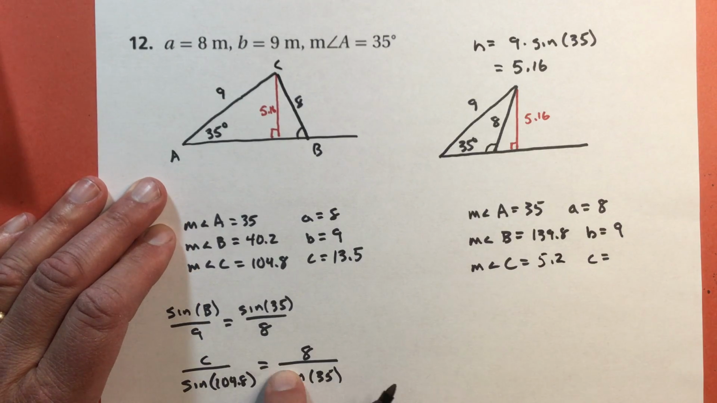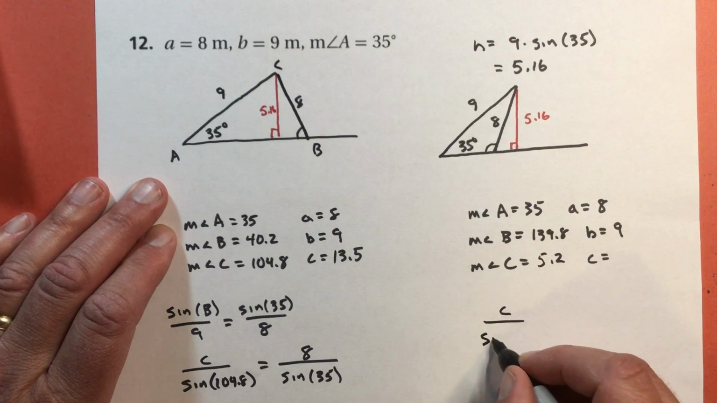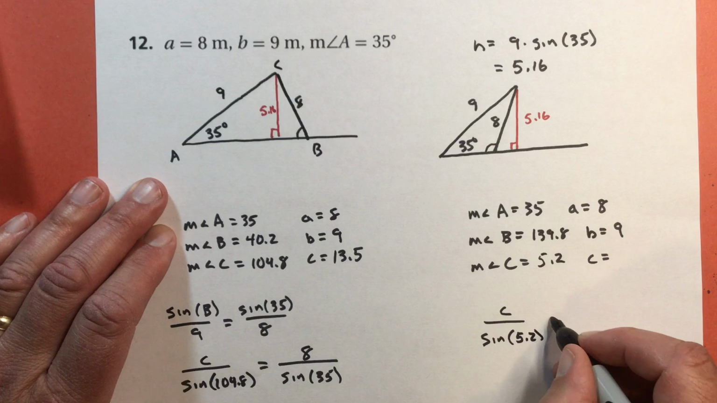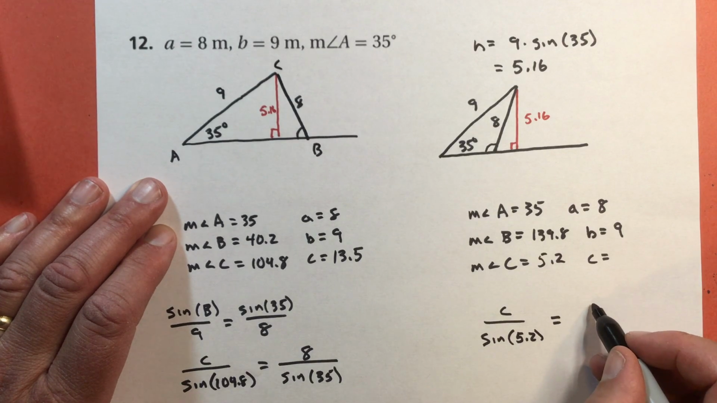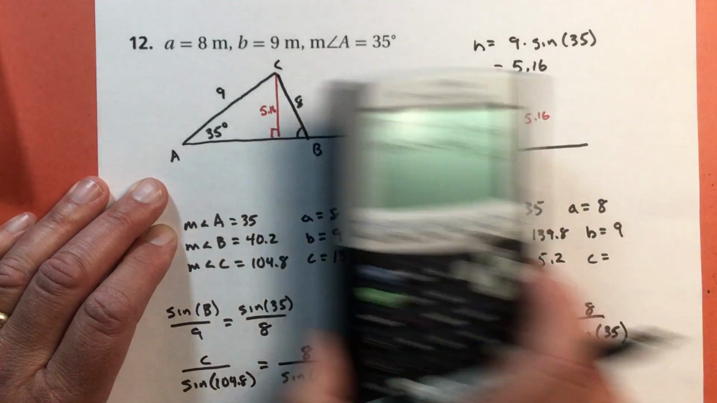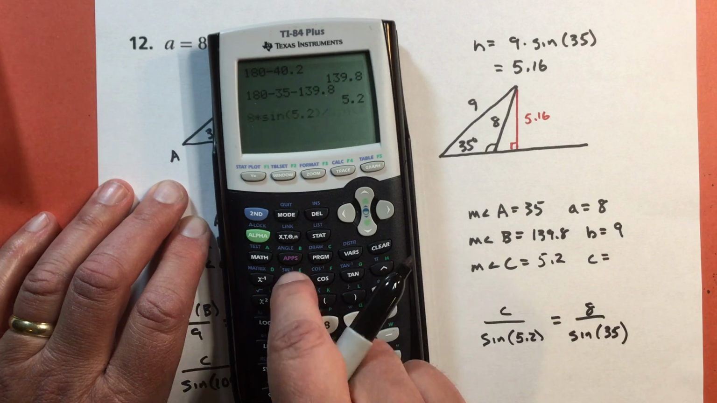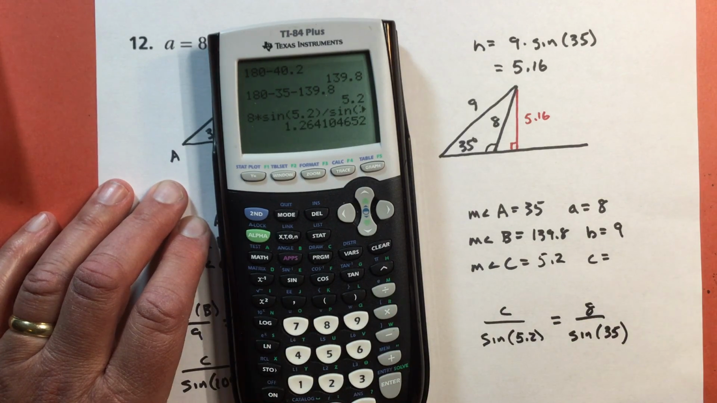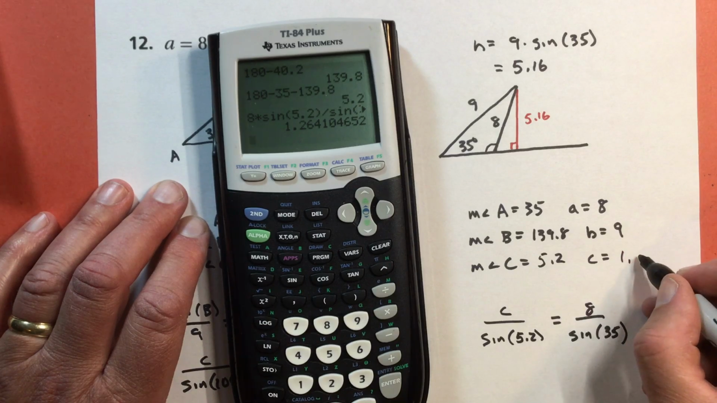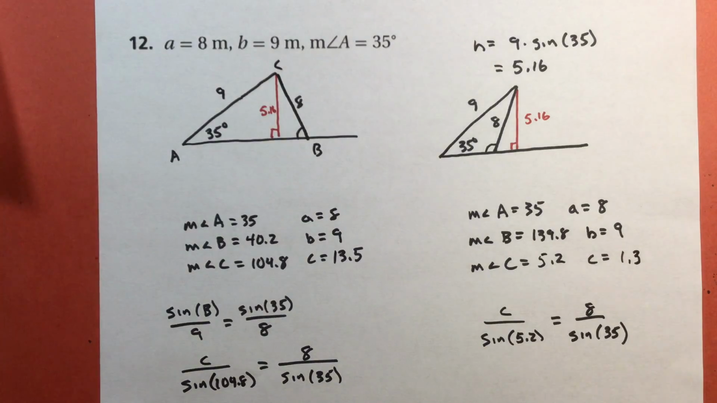And this gives me the same thing as this, except I'm going to use a different angle. So C over sine 5.2 equals 8 over sine 35. 8 times sine 5.2, close your parentheses, divided by sine 35. And that's going to give me about 1.3, which makes sense because it would be very, very small. All right, we're going to wrap this up with one more.